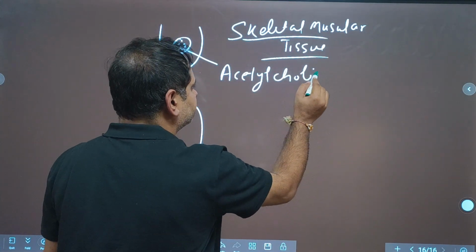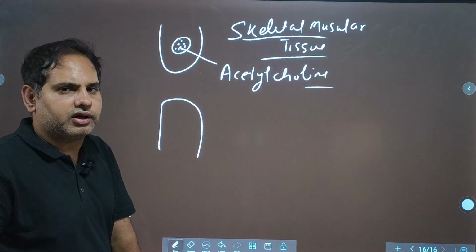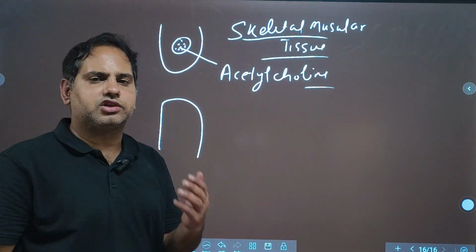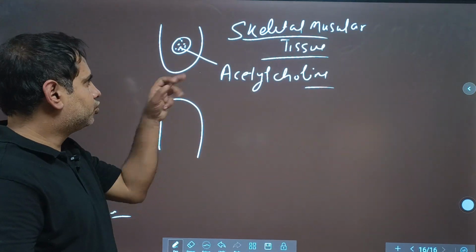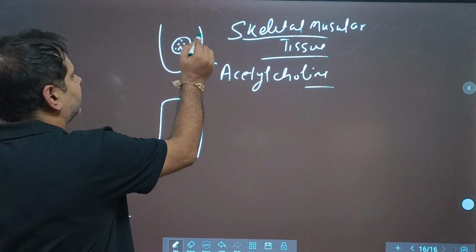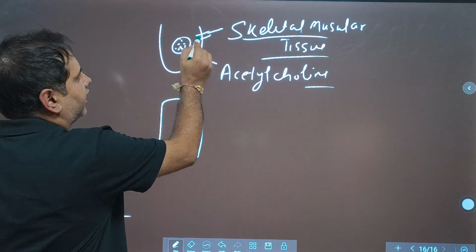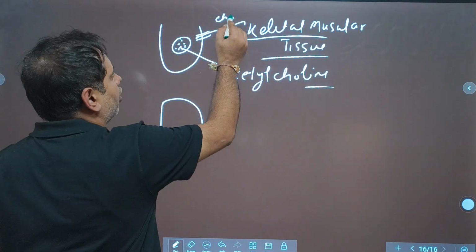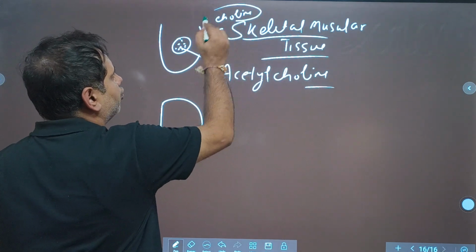Acetylcholine is a major neurotransmitter which is involved in the parasympathetic system. So acetylcholine, how is it biosynthesized? There is a channel to uptake the choline, and where do you get the choline from? You will get it from the food.